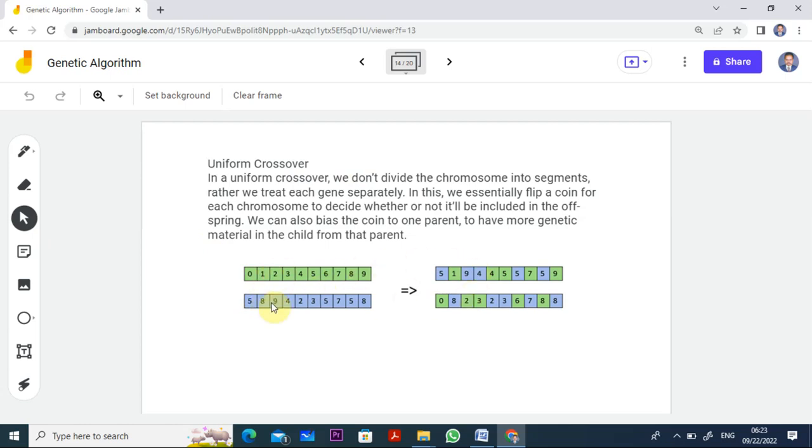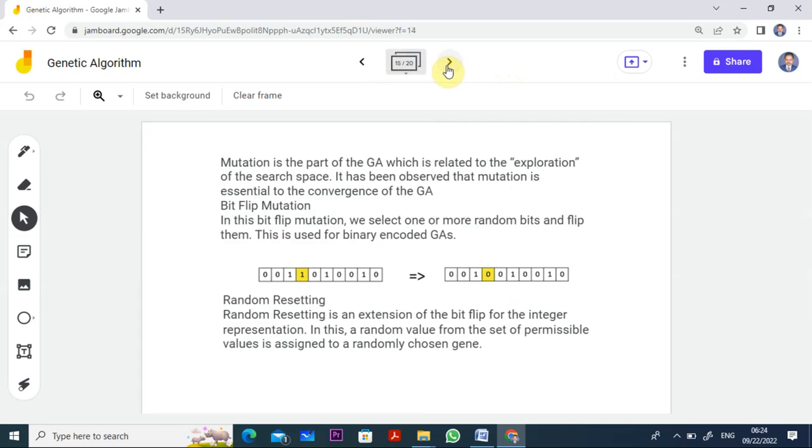Third one, 2 and 9. I toss the coin, suppose it is head. Again it is based on the toss of the coin. If it is head, I am changing. If it is tail, I am leaving. So this is one of the crossovers. We call it the uniform crossover. Most probably we follow this uniform crossover also.